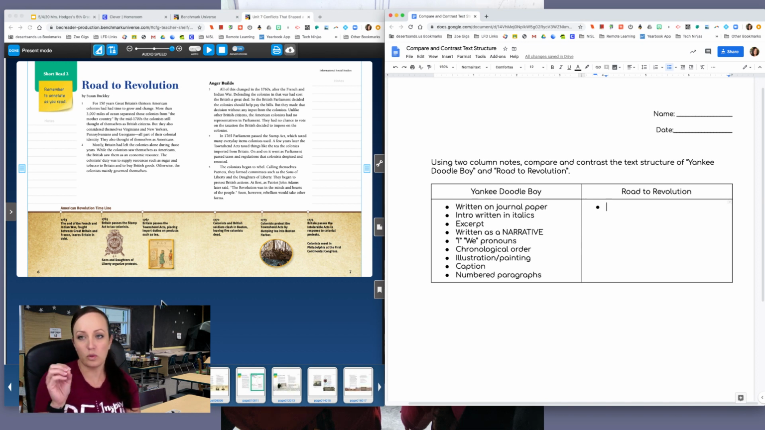And so when we are done with this, don't turn it in, because tomorrow we're going to open the same document up, and then we're going to have a deeper conversation about what we have in our chart when we compare these two things. Okay?